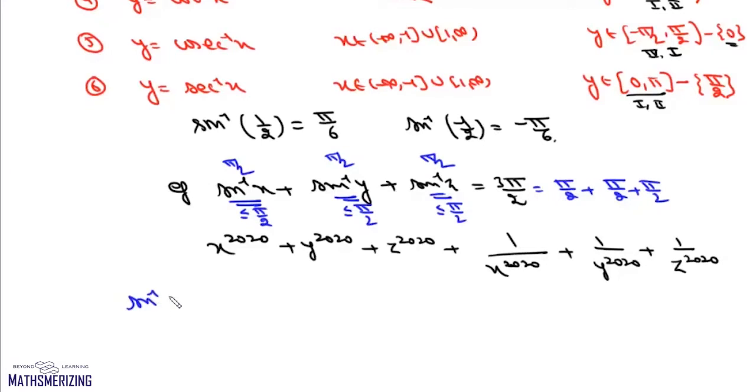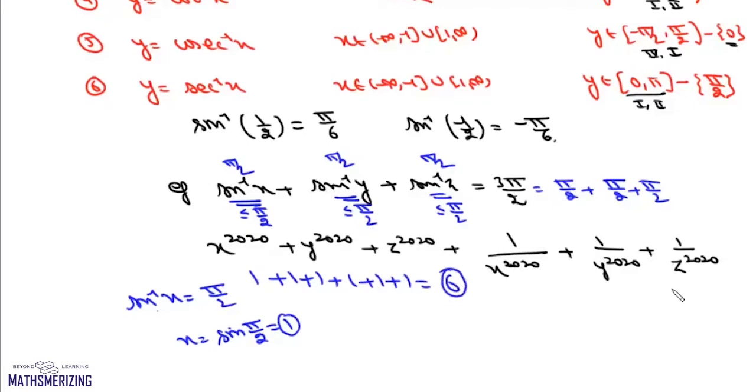So we'll take sine inverse of x as pi by 2. We'll take the sine on the right hand side. We'll write x as sine pi by 2, and sine 90 is 1. So the value of x is 1. In the same way, the value of y is 1 and the value of z is 1. So this is nothing but 1 plus 1 plus 1 plus 1 plus 1 plus 1, which is 6. So the answer to this question is simply 6.